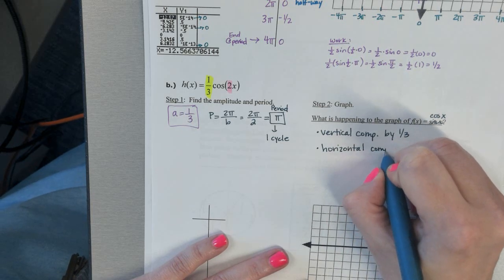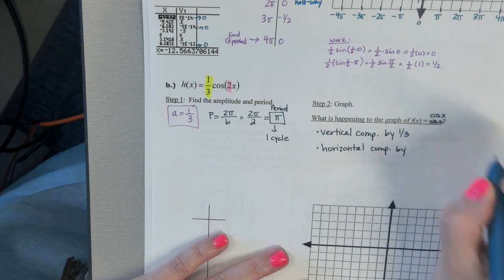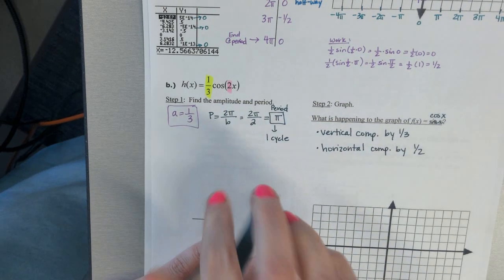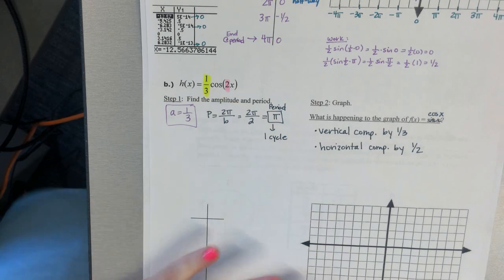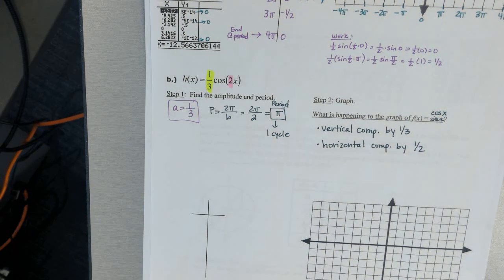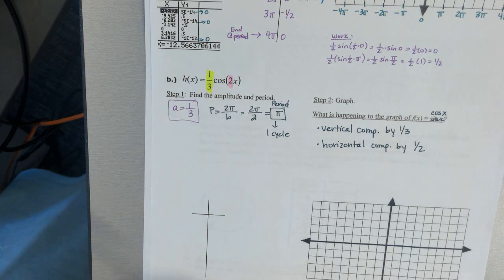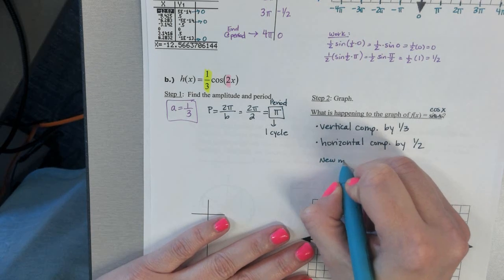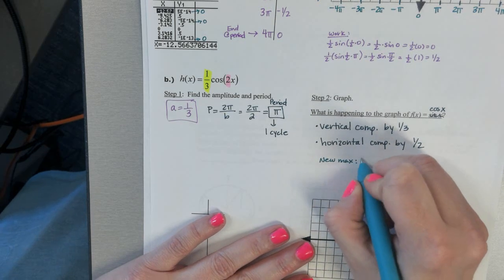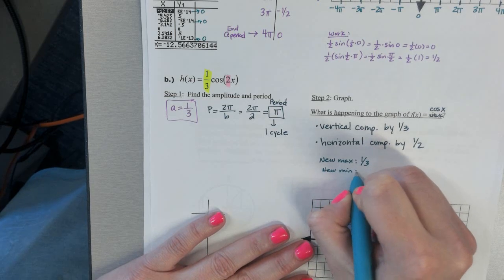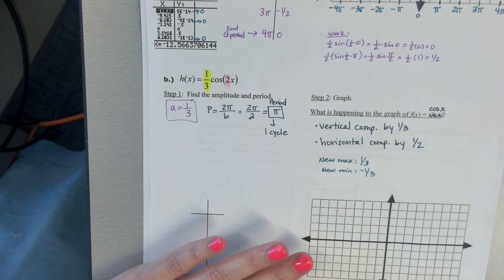Compression, because what's the factor? Oh, you have to do the reciprocal, right? So if you do the reciprocal, what's the reciprocal of 2? 1/2. Okay, horizontal is always inside there. And then we just talked about that amplitude is giving you your new max, which is 1/3, and your new min, which is negative 1/3.